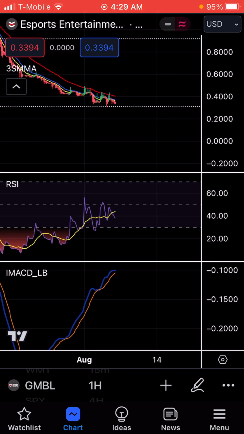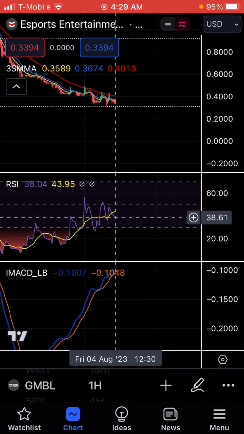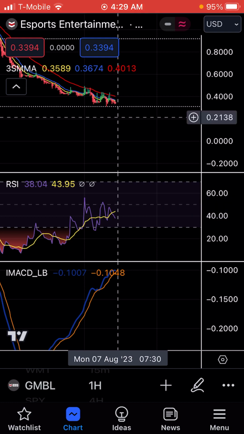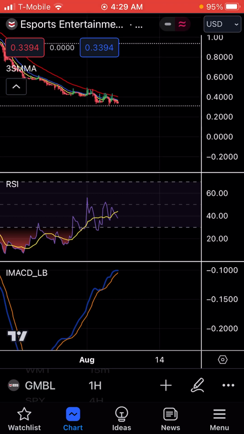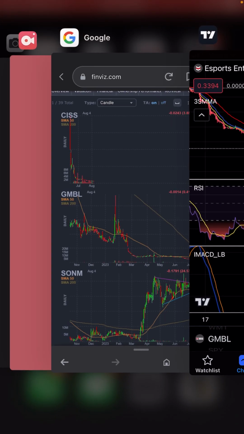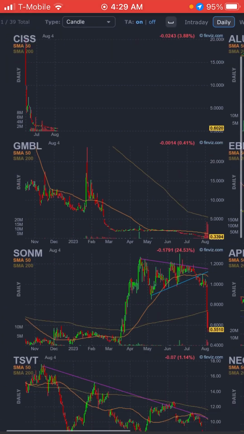If I'm looking for a signal for it to go back up, I'd wait for the RSI and the purple line to cross up. But it doesn't look like that to me. It looks like this is going to keep going down. So let's try another one.